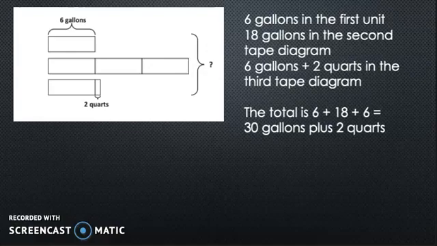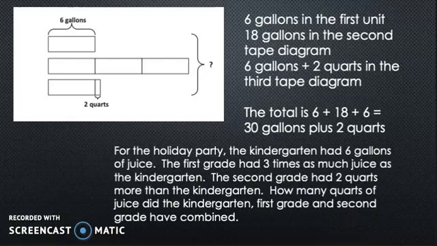So now let me write a word problem that'll match the tape diagram. I'm also going to make sure I have a multiplicative comparison of units in my problem. So here's an example. For the holiday party, the kindergarten had 6 gallons of juice. The first grade had 3 times as much juice as the kindergarten. The second grade had 2 quarts more than the kindergarten. How many quarts of juice did the kindergarten, first grade, and second grade have combined? Notice that my word problem asks you to find the total amount of juice in quarts.